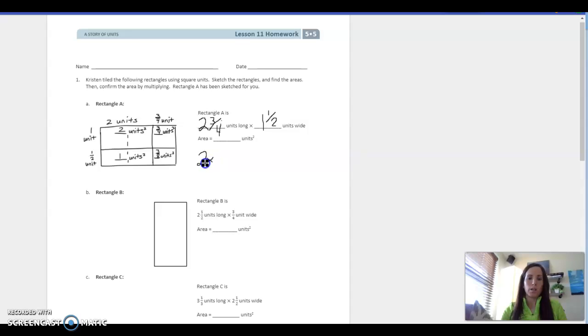times 1, put it in parentheses, and then we're going to add, now we need to have our 3/4. Okay, so then it's your 3/4 times your 1/2.